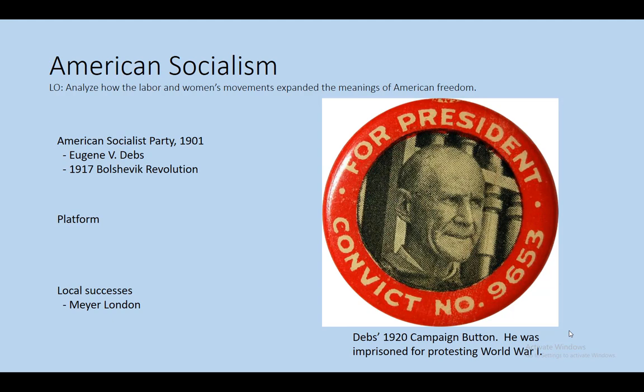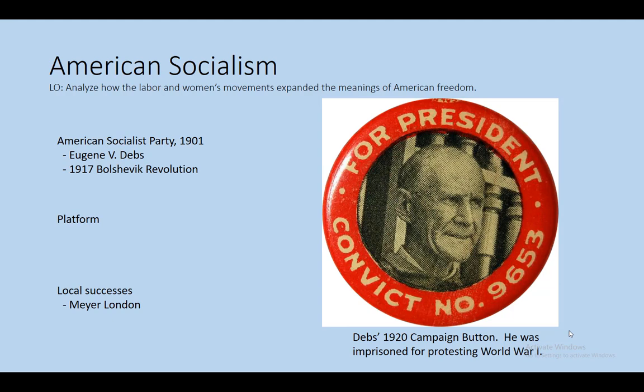So the Socialist Party platform called for free college education, improved labor conditions, and public ownership of railroads and factories. So again, this is not communism. Communism means no private property at all. That's not what socialists were saying. They were saying that things like factories and railroads should be publicly owned, that people are entitled to a free college education, and that workers needed to be treated fairly. Radical, I know.